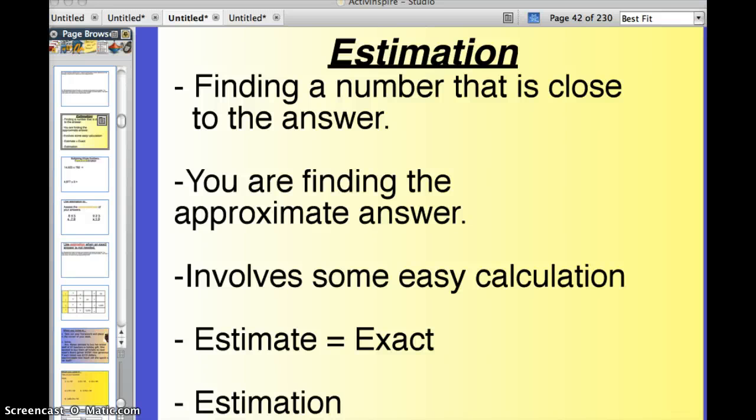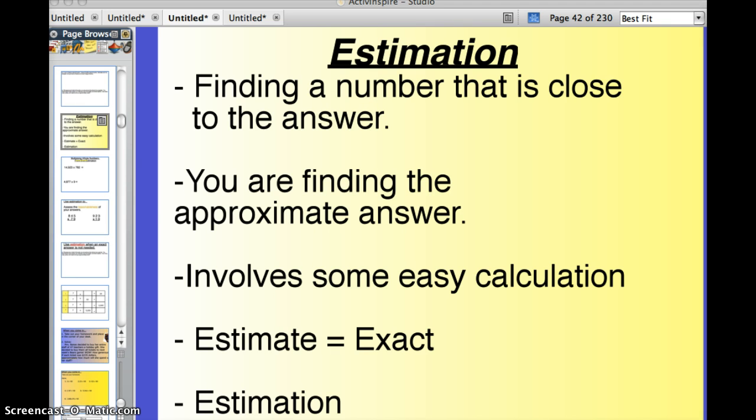Hi boys and girls, today we're going to learn about estimation. We've talked about this a little bit before, but I'm going to teach you a strategy for estimating today, and then some contexts where you can use it. First, let's define what estimation is.